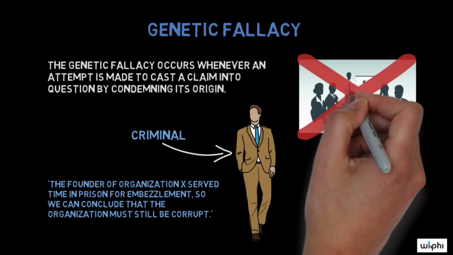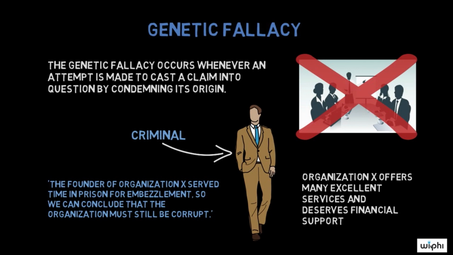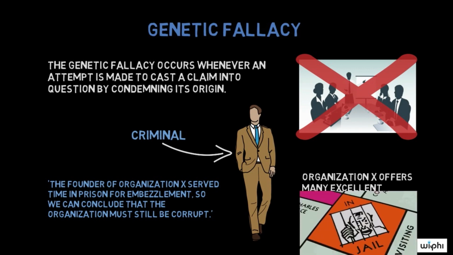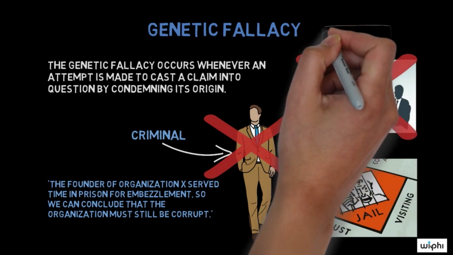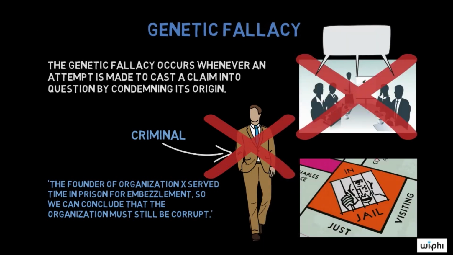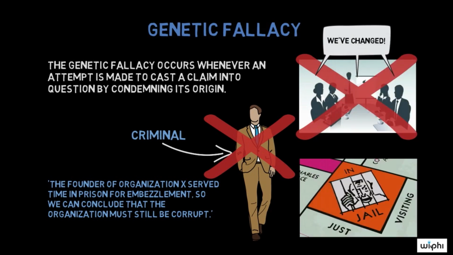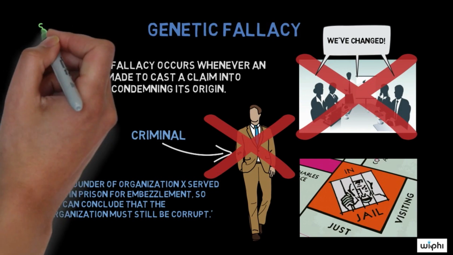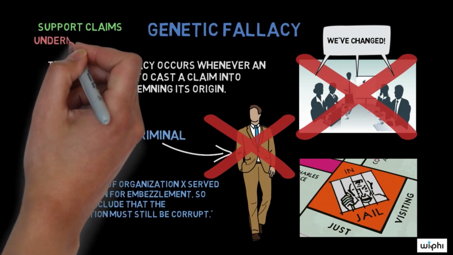We can imagine this argument being advanced in order to argue against a claim to the effect that Organization X offers many excellent services and deserves financial support. However, the mere fact that the founder of Organization X was a criminal does not show that the organization currently acts in a way that is morally unacceptable. Things could have changed a lot since then. As a note, arguments that commit the genetic fallacy can also be used positively to support claims, rather than undermine them.